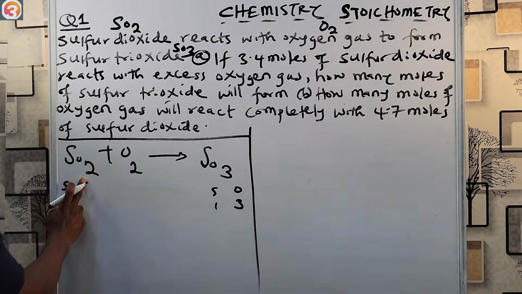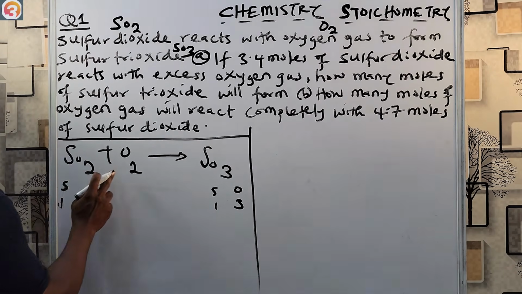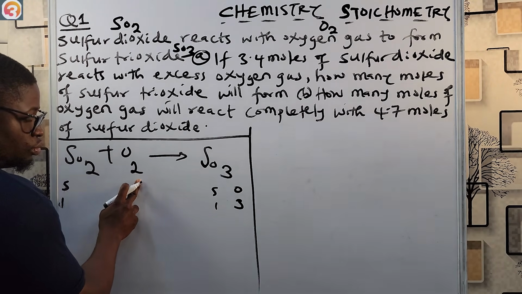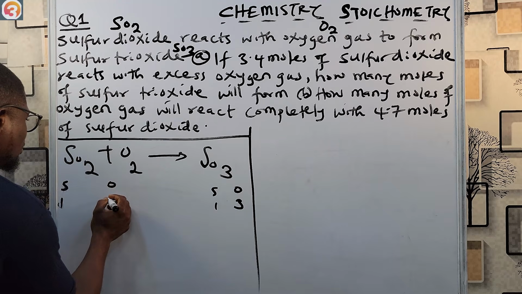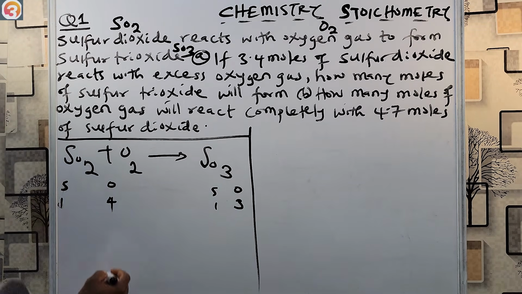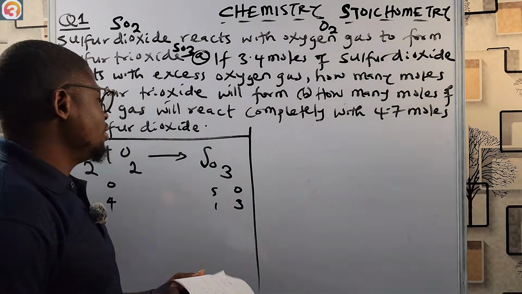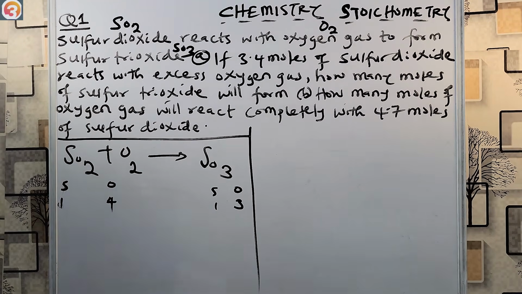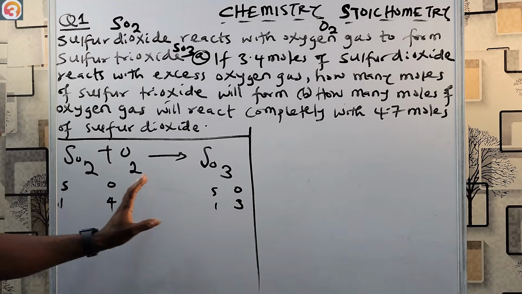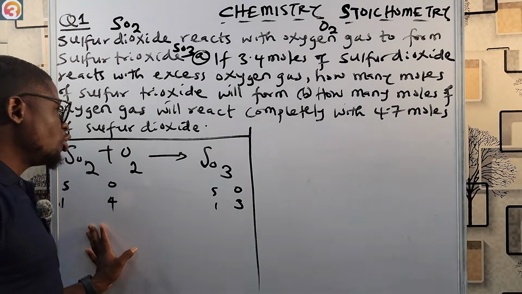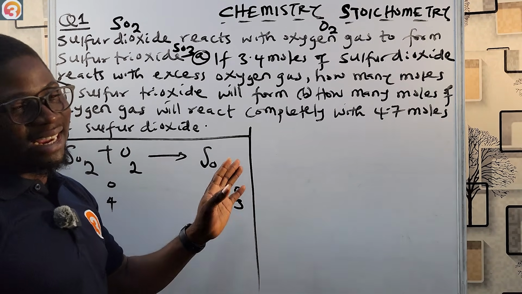Now, how many atoms of oxygen are in the reactant side? This is 2 here, first of all. In this SO2, this is another 2 here. So that means oxygen here is 4. 4 in the reactant side and 3 on the product side. So that means there's a dichotomy in the number of atoms of oxygen in the product side and the reactant side.